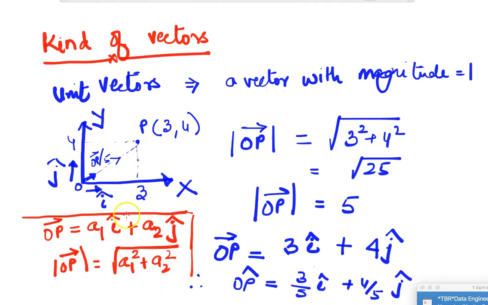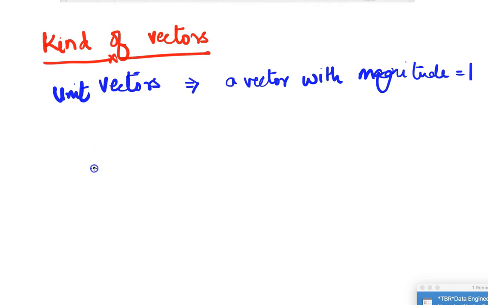Right? So now if you know the coordinate systems and you know the value in the x direction and y direction, which is given by magnitude of A1 with an i cap and magnitude of A2 multiplied by j cap, then we can simply say that the magnitude of OP is the square root of A1 square plus A2 square. Right, this is in two-dimensional space. Now let's move it into three-dimensional space. Okay, let's think about three-dimensional space.